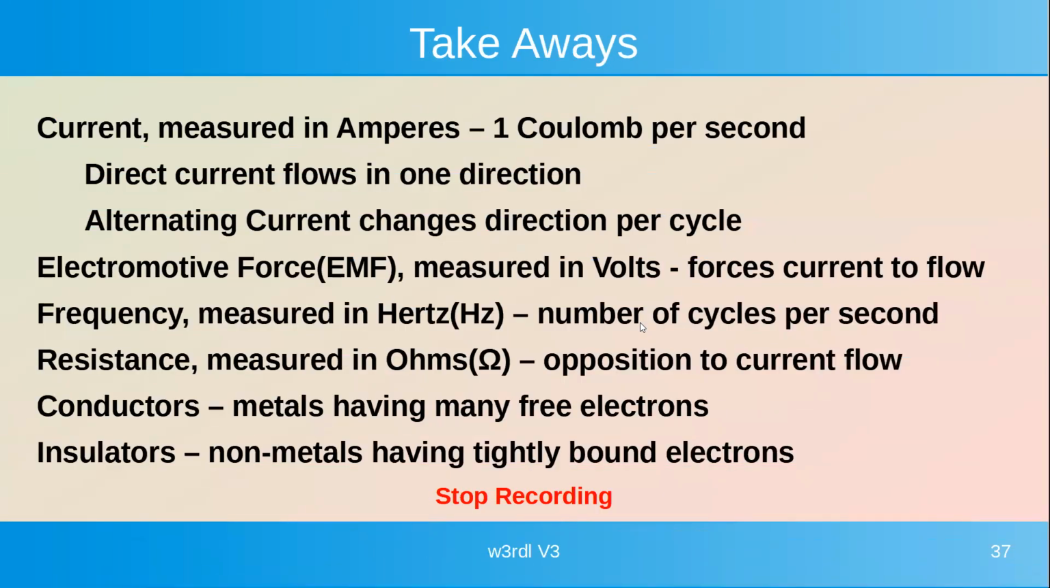All right, we measure current in amperes. It's equivalent to 1 coulomb per second. These are hopefully what you've learned. Direct current flows in one direction. Alternating current changes direction per cycle. Electromotive force measured in volts is the force that causes current to flow. Frequency we measure in hertz, the number of cycles per second, or hertzes. I still like cycles per second. Resistance in ohms is the opposition to any kind of current flow.